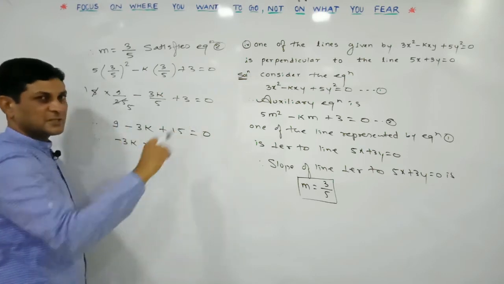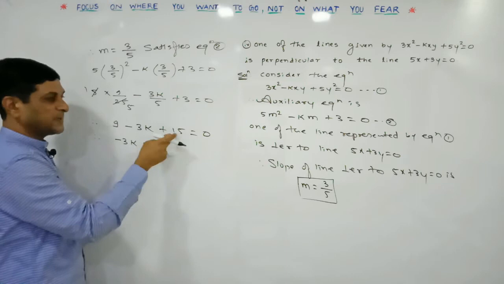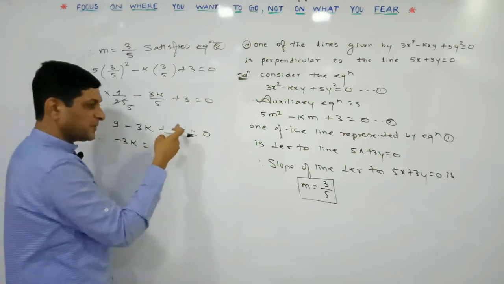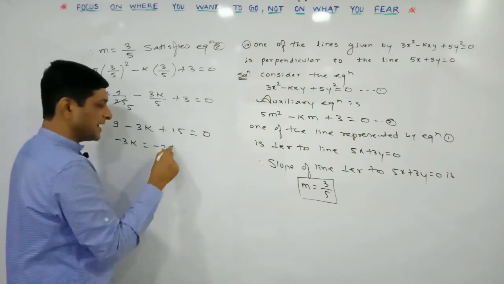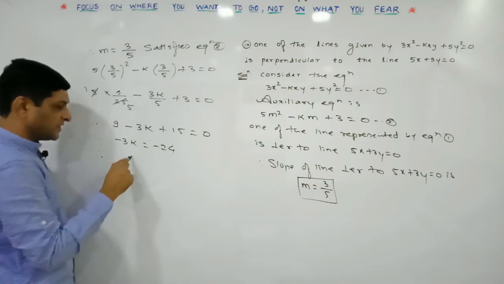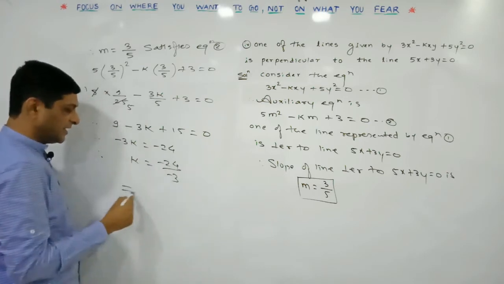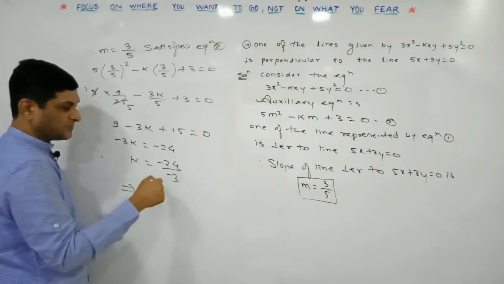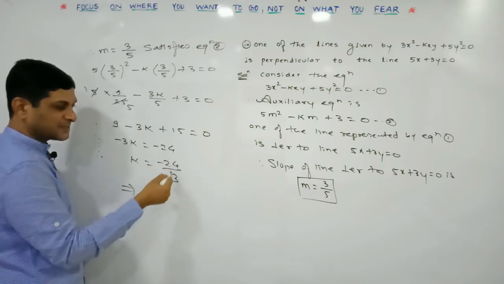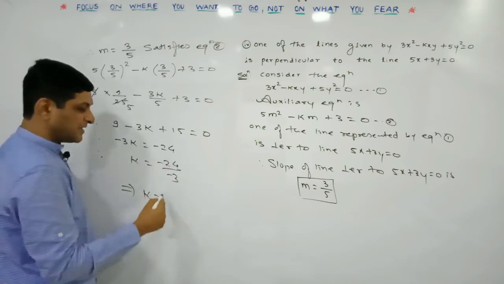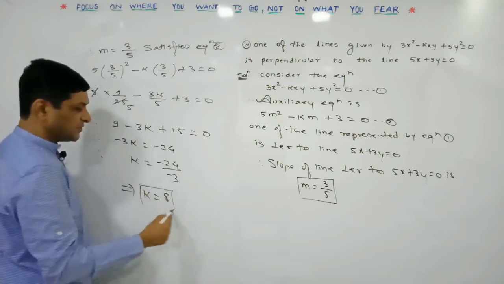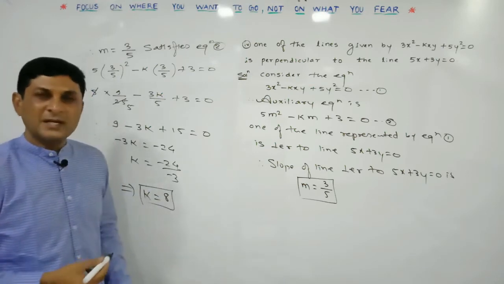Collect all the constant terms on this side. 9 plus 15 is 24, plus 24 on this side will become minus 24. So therefore k is equal to minus 24 divided by minus 3, which implies that k is equal to, what will the division be? Minus minus will get cancelled. 24 divided by 3 will be equal to 8. In this way we have got our required value k.